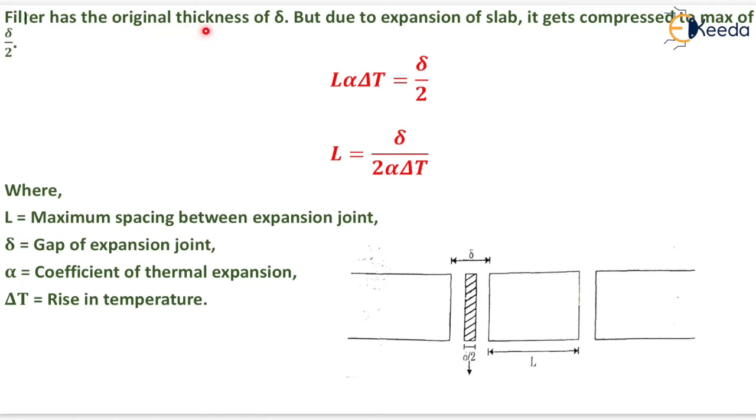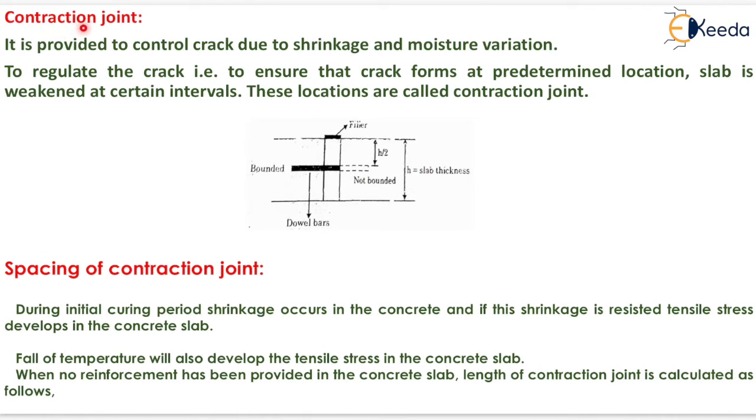Filler has the original thickness of delta, but due to expansion of slab, it gets compressed to a maximum of delta by 2. So L alpha del T will be equal to delta by 2. So L will be equal to delta upon 2 alpha del T, where L is the maximum spacing between expansion joints, delta is the gap of expansion joint, alpha is the coefficient of thermal expansion and del T is the rise in temperature.